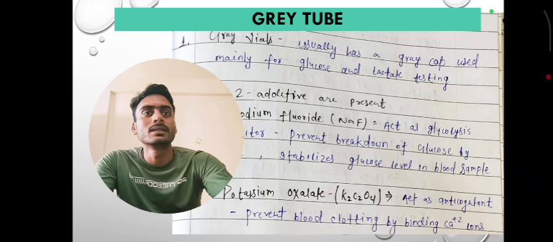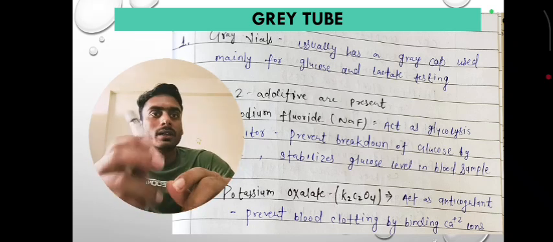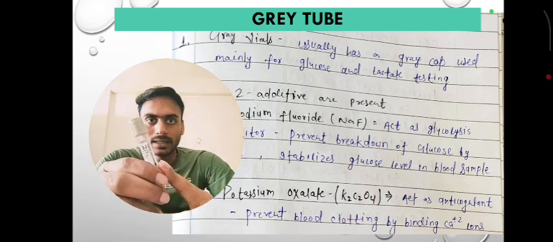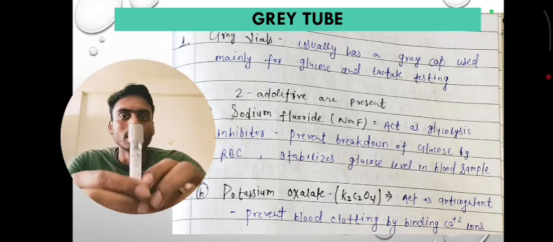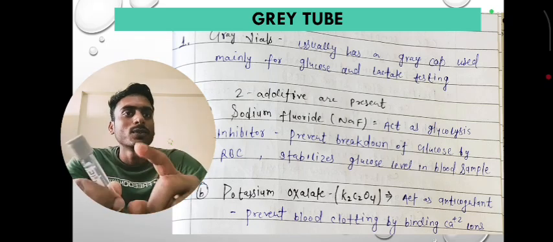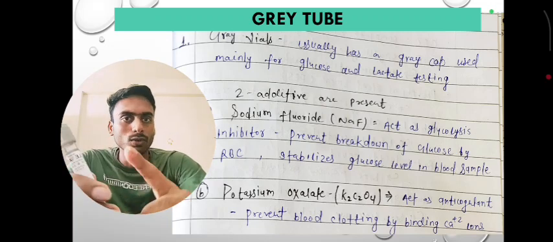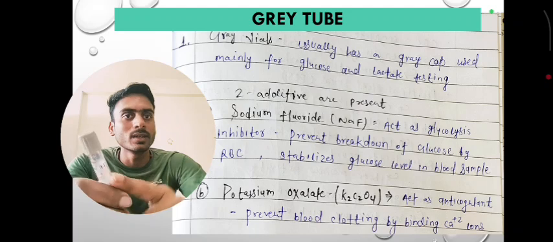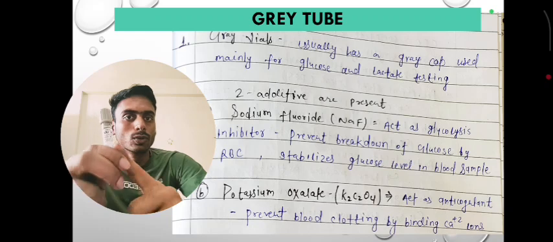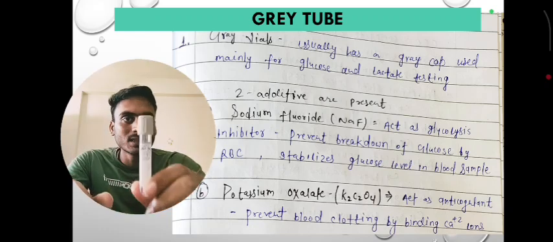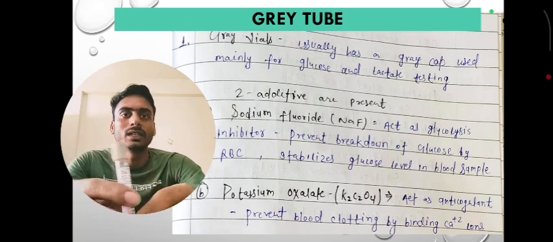First we discuss the gray tube. The gray tube looks like this. The gray tube is mainly for glucose or lactate testing. Two additives are used, like sodium fluoride, which is also written here. Sodium fluoride basically acts as a glycolysis inhibitor. Glycolysis means breakdown of glucose, you already studied this in class 12th. Because glycolysis is inhibited, glucose present in the blood can be easily detected, so you have to use sodium fluoride. And potassium oxalate acts as an anticoagulant, so it prevents clotting of the blood.